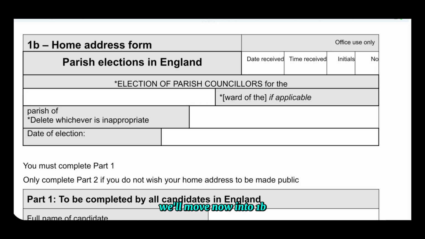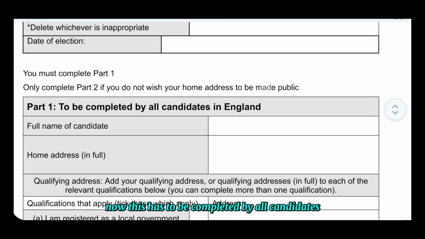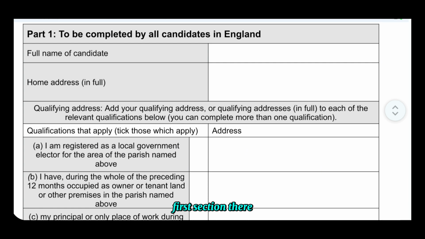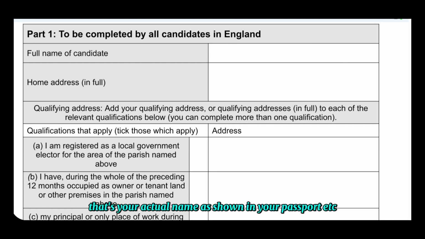We'll move now into 1B, the home address form. The first section of that is identical to 1A, so we'll leave that for the moment, ignore that. And we'll move down instead into 1B, part 1. Now this has to be completed by all candidates. First section there, just need to put in your full name. That's not the "also known as" bit, that's your actual name as shown in your passport, etc.